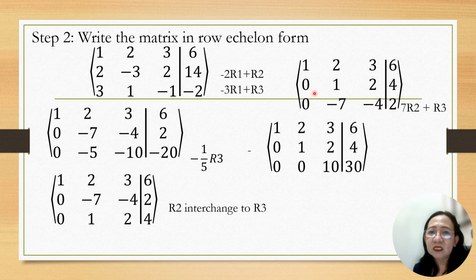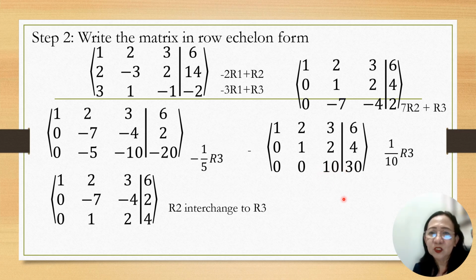7 times 0 is 0 plus 0 is 0. 7 times 1 is 7 plus negative 7 is 0. 7 times 2, that is 14. 14 plus a negative 4, that is 10. And 7 times 4 is 28. 28 plus 2 is 30. Okay? Now, the next step is to make this 10 equivalent to 1.